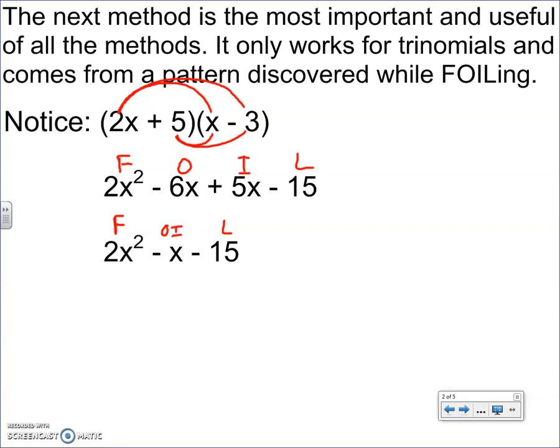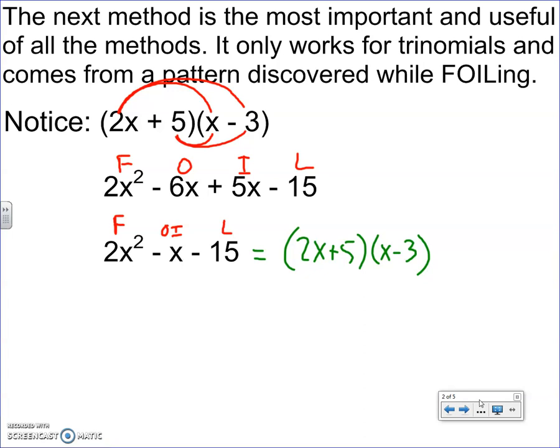Alright, so now we know that 2x squared minus x minus 15 actually came from 2x plus 5 times x minus 3. So that right side, the parentheses, that's factored form because it's one term. The left side is not factored form. So to figure out how to go from the left side, 2x squared minus x minus 15, into the right side factored form, we use the fact that, hey, F did not change, L did not change.